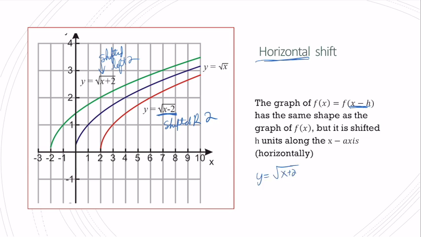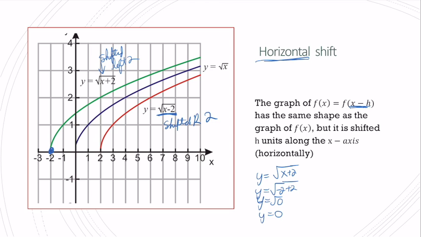And the reason it's shifted opposite is because what would make this the square root of 0, right? Because here I've got 0, 0. Well, that would be when x is -2. So the -2 plus 2 would be 0, right? So it's opposite. That's why this one was shifted left.